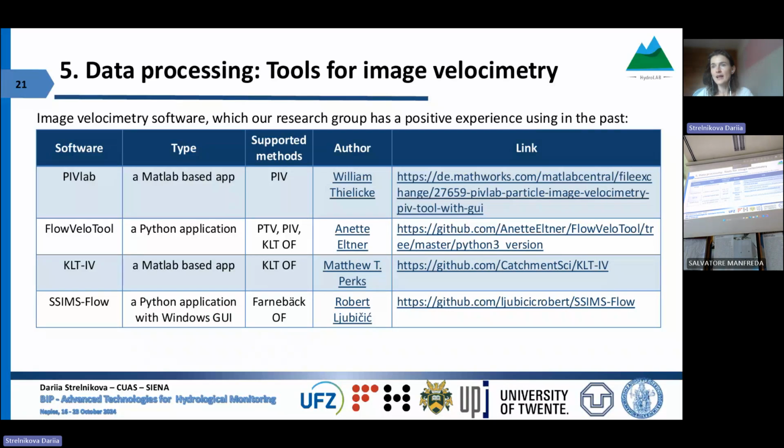So there is PAV Lab for PAV. This is a MATLAB-based app, so you would need MATLAB if you decide to use it. It's a pretty old tool with a lot of use and research. It has many functions other than just velocimetry with the use of PAV. For example, it has a lot of filtering techniques, outlier detection techniques.